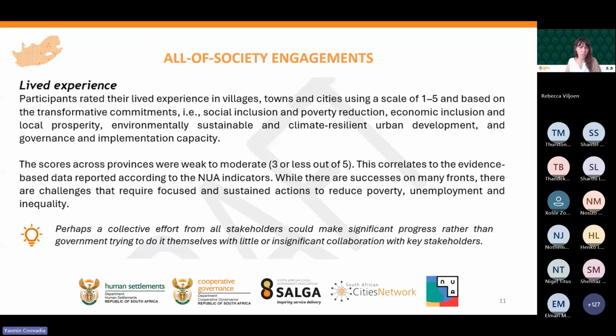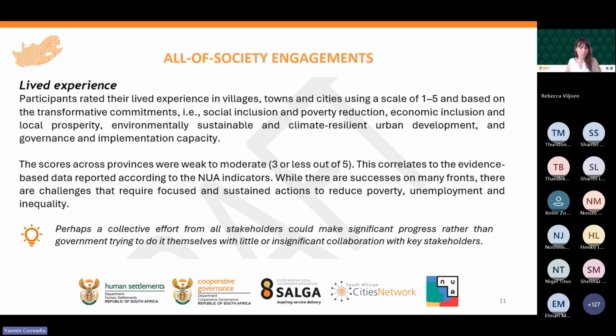We also ran a series of stakeholder engagements, which was very interesting. We went to 5 provinces in person, where the province took the lead from Human Settlements and Kokta, as well as Salga, and they invited people from municipalities, but also other sectors in society. In one part of the workshop, we actually asked people to rate what their lived experience was. And obviously, it was their own lived experience, whether they came from a rural area, urban area, but somewhere in that province. And what came out is to say the scores across the provinces were weak to moderate. So they more or less scored 3 out of 5.